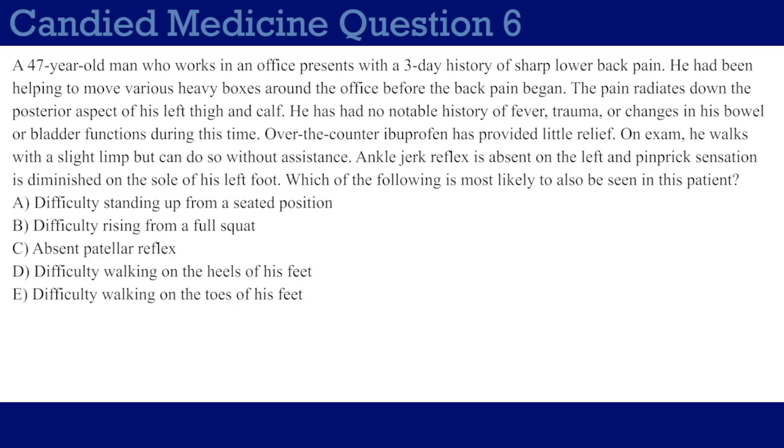A 47-year-old man who works in an office presents with a 3-day history of sharp lower back pain. He had been helping to move various heavy boxes around the office before the back pain began. The pain radiates down the posterior aspect of his left thigh and calf. He has had no notable history of fever, trauma, or changes in his bowel or bladder functions during this time. Over-the-counter ibuprofen has provided little relief.